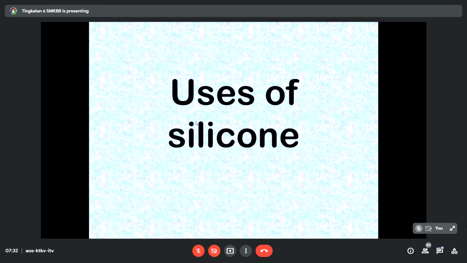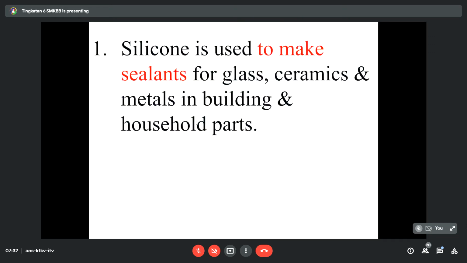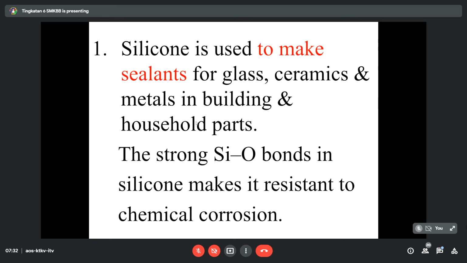Okay, so what are the major uses of silicone? First, silicone is used to make sealants. Sealants means like the glue, for glass, for ceramics, or even for metals, in building and also in household parts. I mean like the super glue, okay? But of course silicone is not the super glue. The component is slightly different, but silicone, okay?